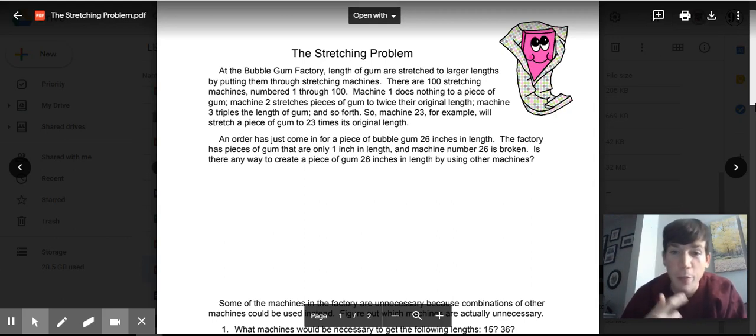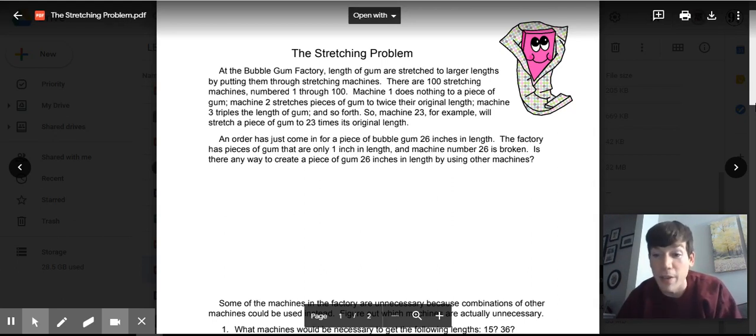So, for instance, if you put a 4-inch piece of gum into machine 2, it would double it. So it would give you an 8-inch piece of gum. Machine 3 triples the length of gum, and so forth. So machine 23, for example, will stretch a piece of gum to 23 times its original length. So if you put a 1-inch piece in machine 23, it will give you a 23-inch piece.